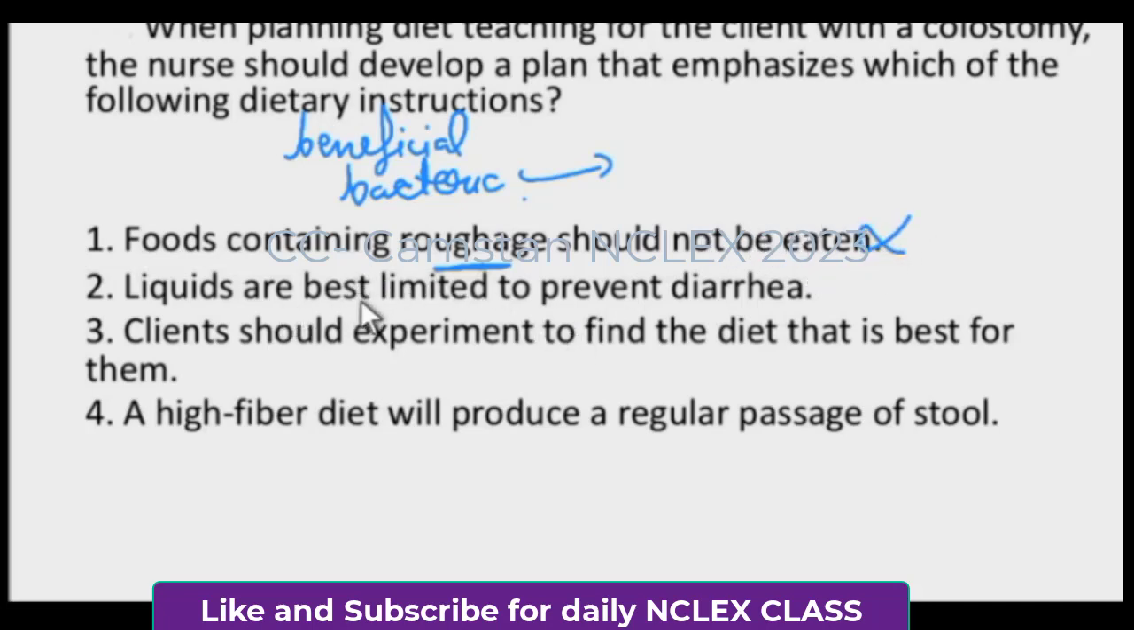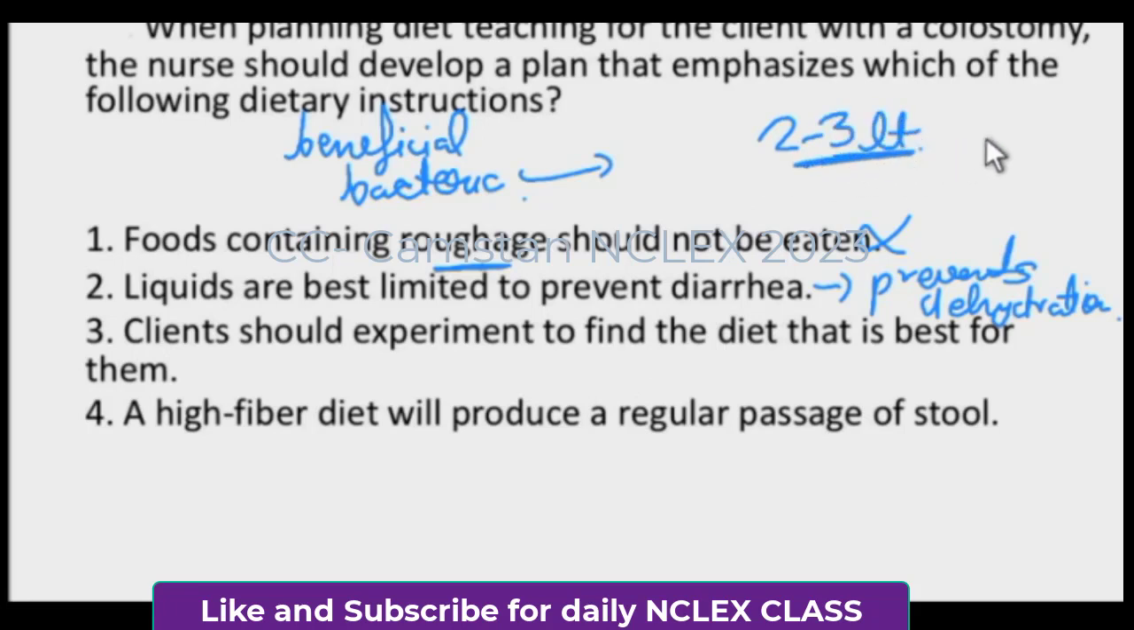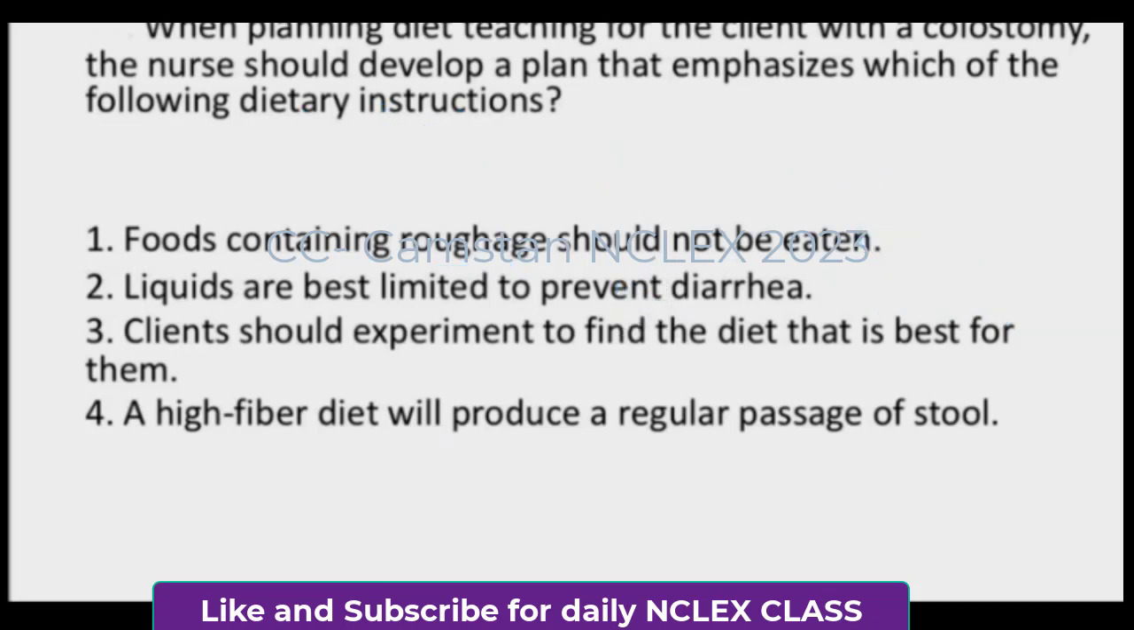Second one is liquids are best limited to prevent diarrhea. Well, when you are recovering after a surgery, you need to take as many liquids as possible. So drinking liquids is essential as it prevents the client from getting dehydration. So the nurse should encourage the client to drink at least 2 to 3 liters of fluids daily. So this option is wrong.